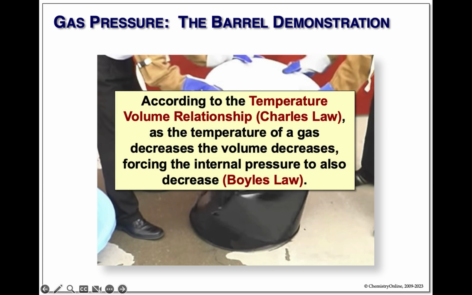Temperature-volume relationship comes into play first here. The temperature of the gas inside goes down when we cool it. It decreases as the volume decreases, forcing the internal pressure to drop, as in Boyle's law. When the pressure inside drops, outside pressure wins, and you smash your barrel.